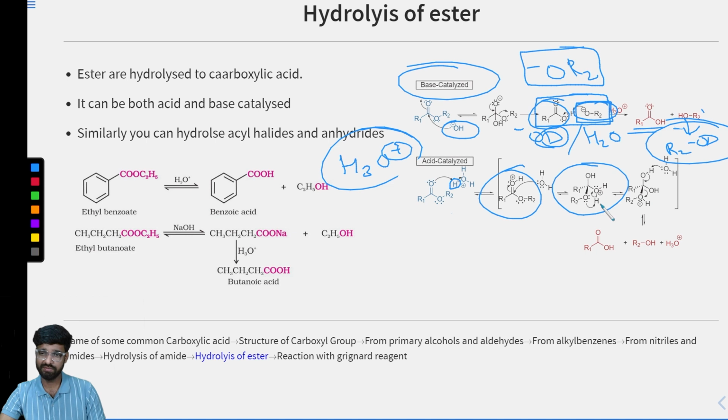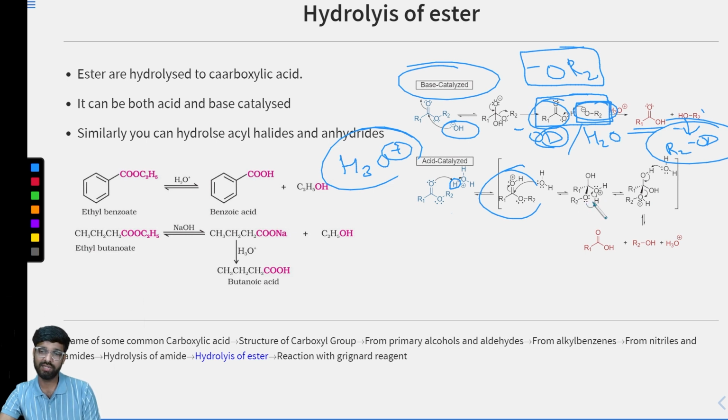Now next what will happen? Since this O has now become positively charged due to donation of electrons from oxygen, this H plus has to be removed. This H plus is further removed by, say, the ROH group. So you can see that a proton transfer has taken place. There are two R groups attached: one R2 is attached to O and one R1 is attached to carbon.